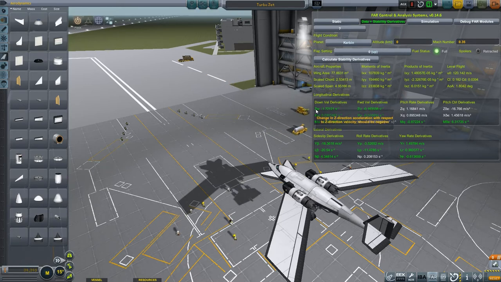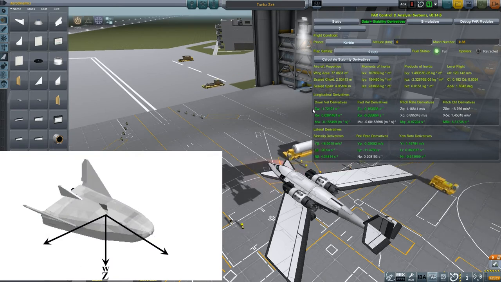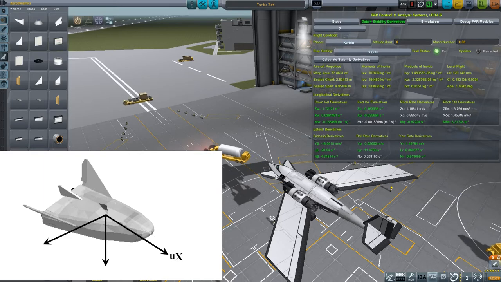Another easy thing to understand is ZW. Z is basically a negative lift. So ZW is how much your lift increases as you start going down faster and faster. Likewise, ZU is how much your lift increases as you start going forward faster and faster. XU is basically just drag. So as you go faster and faster, the force pushing you back increases. If that is the wrong sign, then you have done something very, very wrong, and the game is probably broken.